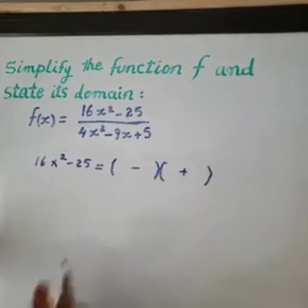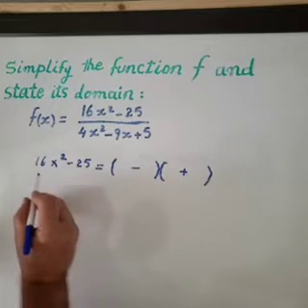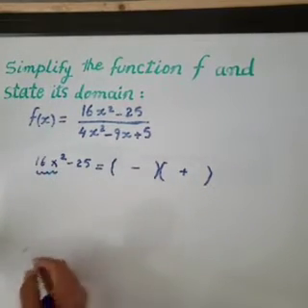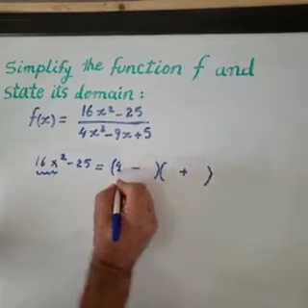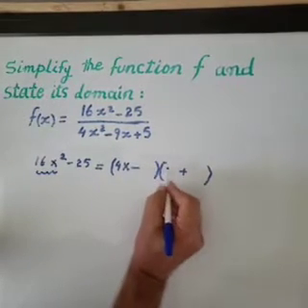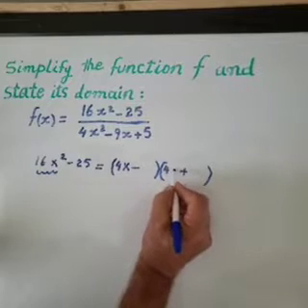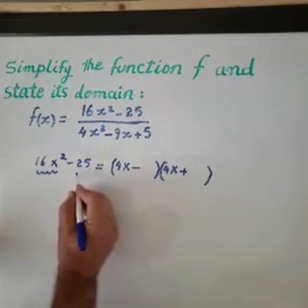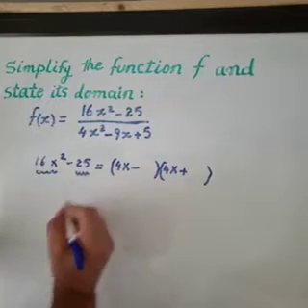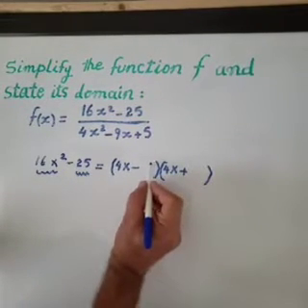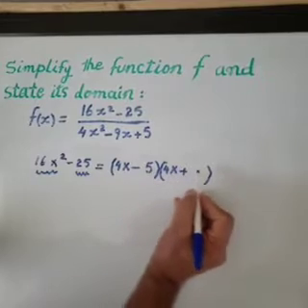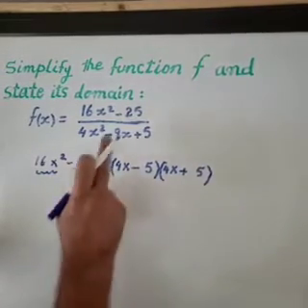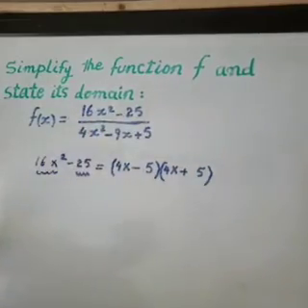I mean different signs. And the square root for this term is 4x, written here and written here. Also, the square root for this is 5, written here and written here. This is the factoring for the numerator.